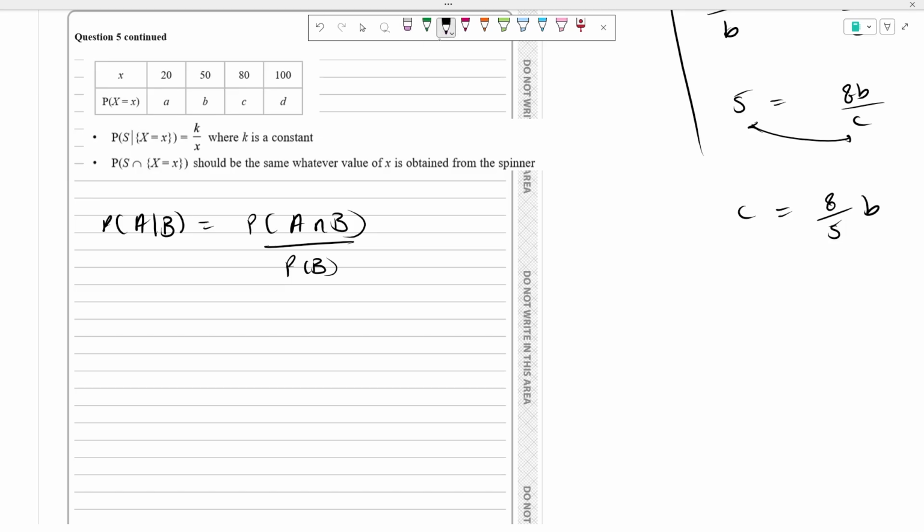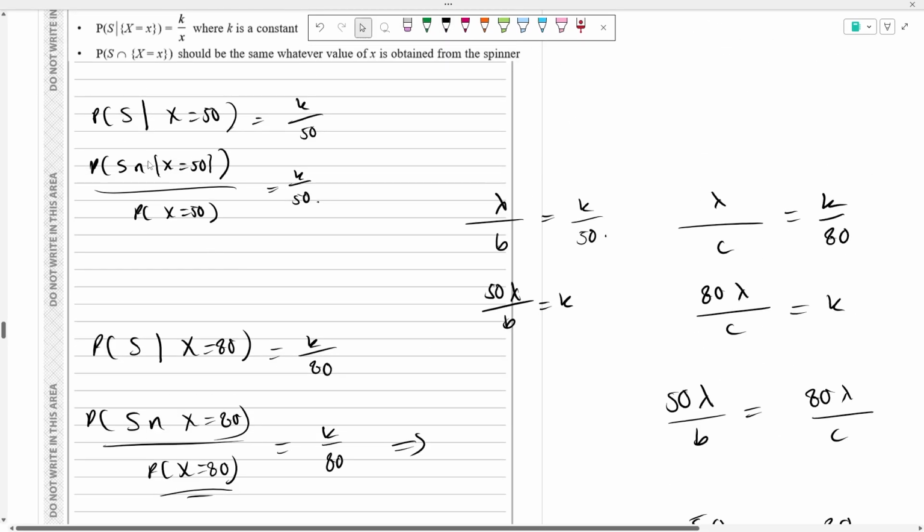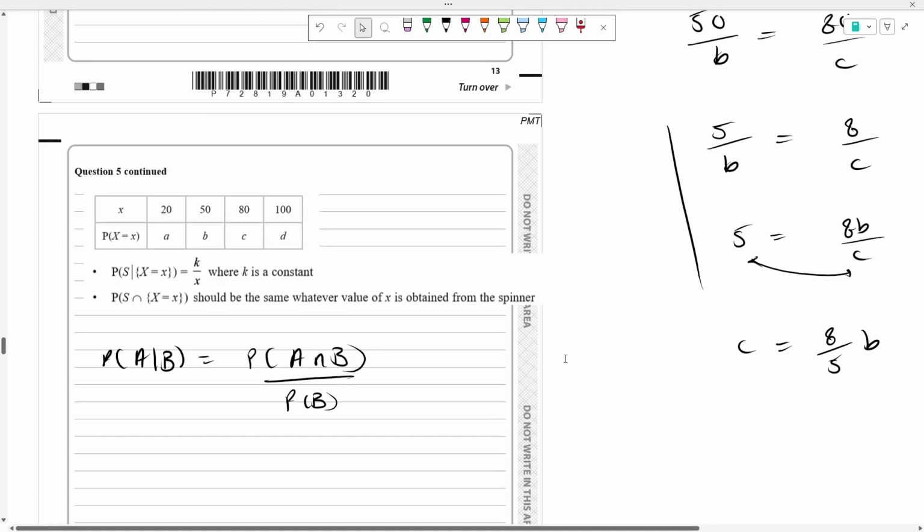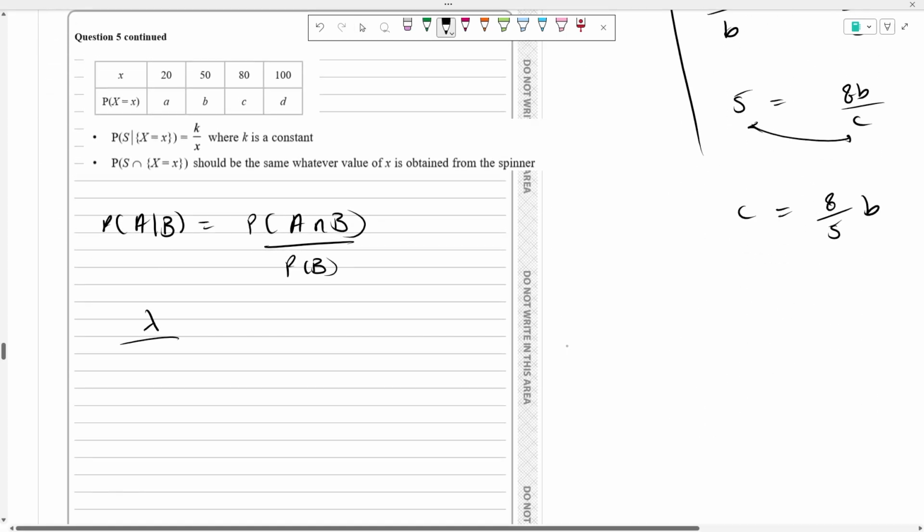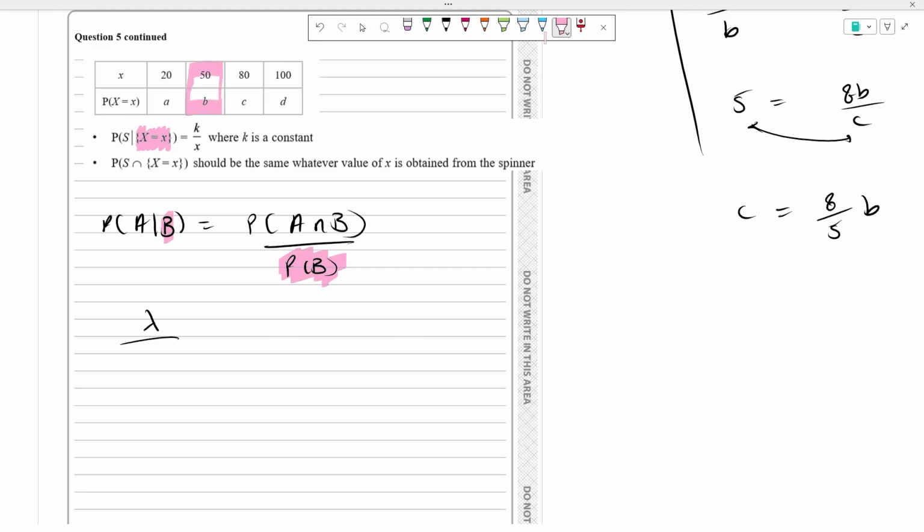So I know that on the numerator, just like before, it doesn't matter what's on the numerator, it's always going to be a constant. So I'm going to abbreviate this as lambda on the numerator. On the denominator, what we have is the probability of B. In this case, this is the probability of X equals x. At the moment, we're just concerned about this part here. So the probability of X equals 50, which is B, gives lambda over B is equal to K over 50. I'm going to do the same thing for the next one, 100. So lambda over D is equal to K over 100.